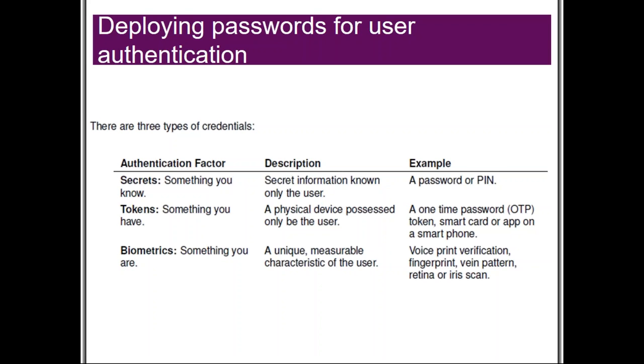With this slide, we see that there are three types of credentials. First, something that you know, secret information known only to the user, like your password or your PIN number. The next one is tokens, something you have. I mentioned an RSA token a few seconds ago, a physical device possessed only by that user, like a one-time password token such as the RSA token, a smart card, or an app on your smartphone. The third one is biometrics, something that you are, a unique measurable characteristic of yourself, like your voice print for voice verification, your fingerprint, your vascular or vein patterns, or your retina or iris scan. So these are the three types of credentials that we have to work with.